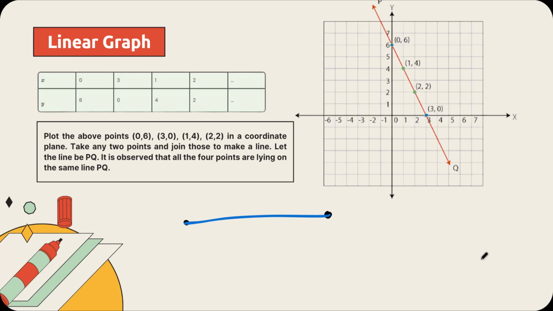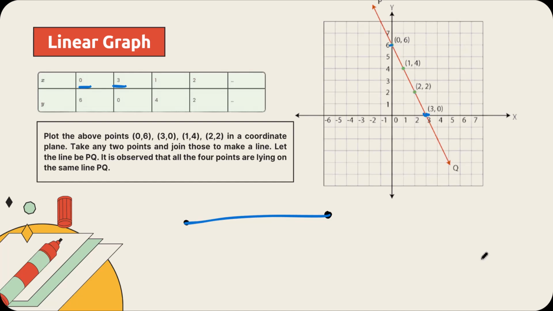So take any 2 points, join them and extend it. That line is PQ. Why did we take more than 2 points? Very simple. Let's say we draw with (0, 6) and (3, 0). We got these 2 points, we join the line and extend it. (1, 4), you can check whether your answer is correct. (2, 2), you can check as well. To check whether your method is correct, try to take more than 2 points. Okay, so you drew the line.